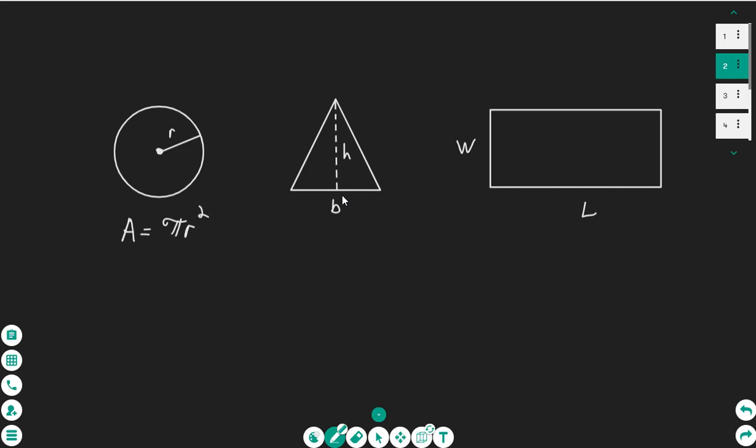And how about the area of a triangle? What's the formula for that? Area equals 1/2 times the base times the height. And the area for a rectangle is area is equal to length times width. All right? So these three shapes we've been dealing a lot with, and sometimes we'll even deal with a shape that's a combination of these shapes.